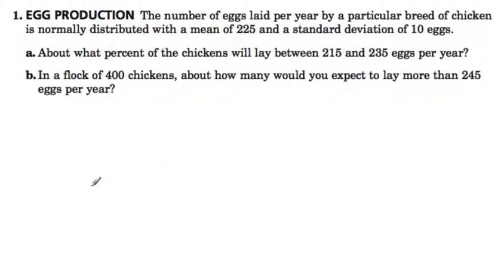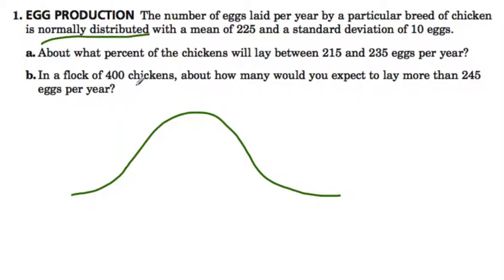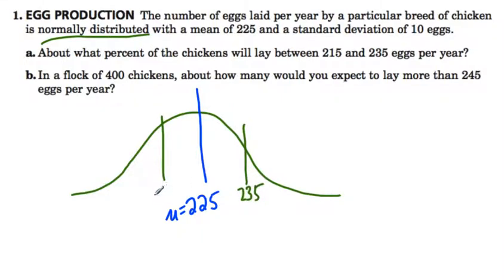So what happens here is you should visualize that normal bell-shaped curve because it says that it's normally distributed. That's very important. Now you're going to label the mean, and the mean in a normal distributed bell curve is right in the center. So your mean is 225, and the standard deviation is 10 eggs. So it would be 235, 215, and then 245, and then here it would be 205. So you get the point there. It's going up by tens.